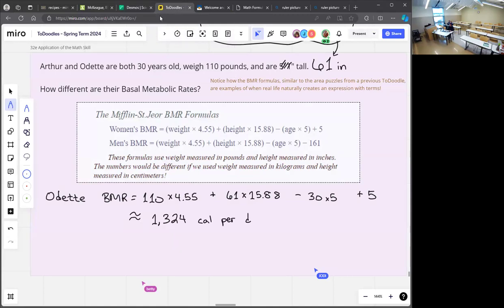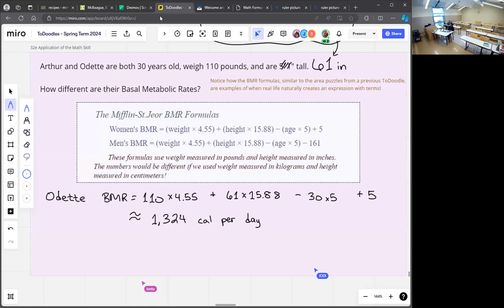So if you've seen that maybe you have a 2,000 calorie per day recommended diet or 2,500, about half of that is just what your body burns lying around. The other half is from when you exercise.